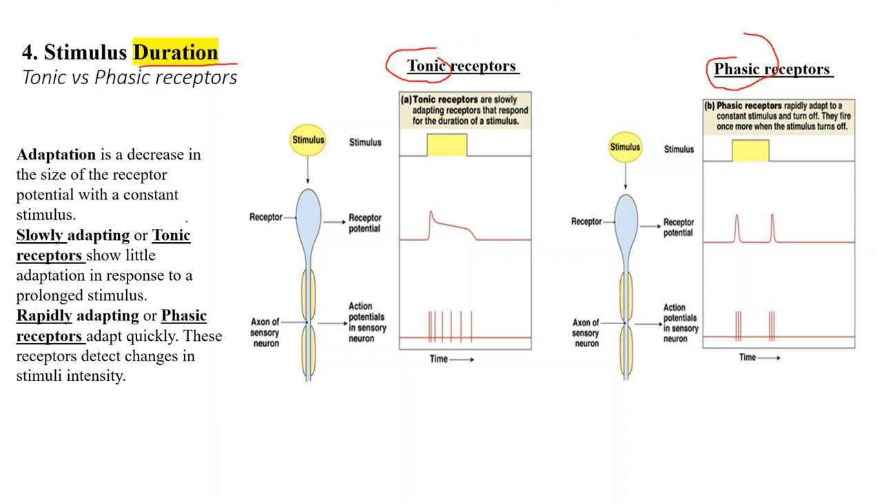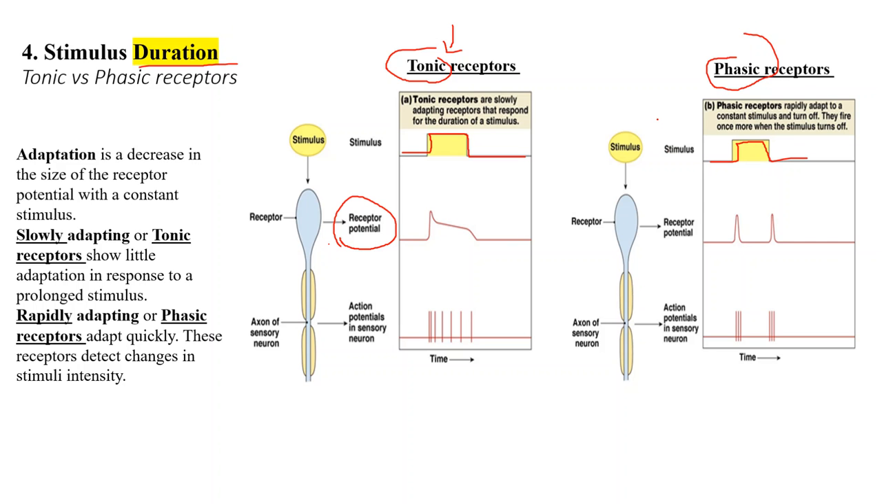The tonic receptors show little adaptation in response to a prolonged stimulus. So this is your receptor here. There is going to be your receptor potential, which is going to elicit an action potential. And look at the situation here in the first, the tonic receptor. You have a prolonged stimulus. Now, the duration of the stimulus is the exact same in the two examples given here, on the left and on the right.